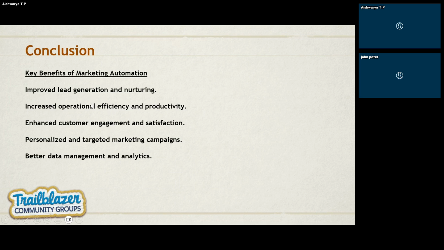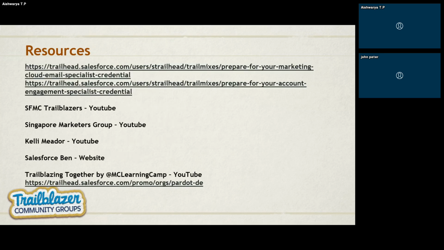So these are the main benefits available for marketing automation, and this is applicable to all three tools: account engagement, engagement, and growth edition. And resources, like if you are planning for a certification, as of now we don't have any separate certification created for growth edition. We do have a set of certifications for marketing cloud engagement and marketing cloud account engagement.